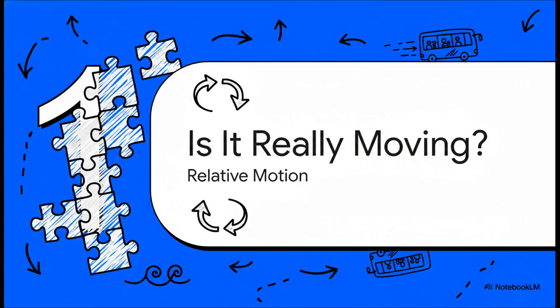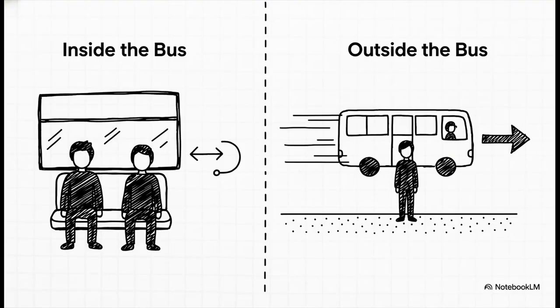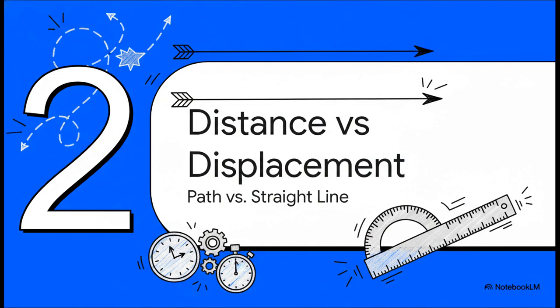Figuring this out is the absolute key to understanding the whole concept of what we call relative motion. So here's the secret. An object is only in motion when you compare it to something else. We call that something else a reference point. So compared to the seat you're both sitting on, the person next to you isn't moving at all. But compared to someone standing on the sidewalk watching the bus go by, yeah, you're both moving pretty fast. It's all about your point of view. It's all relative.